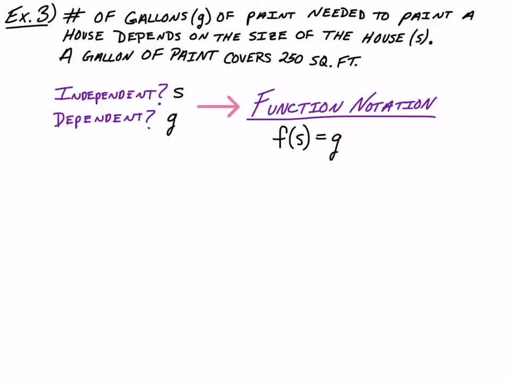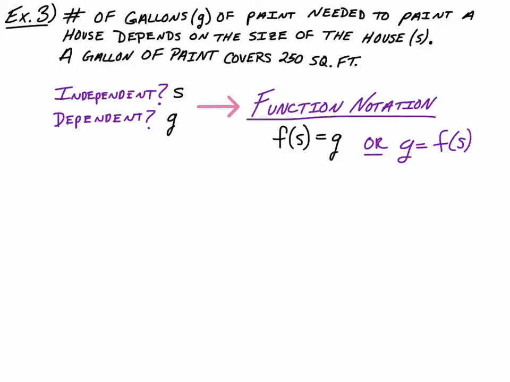Or if you want to look at it the way we wrote it before, you could say g is a function of s. So the output, g, the dependent variable, is a function of s, the independent variable. Notice just the equal sign in the middle. You can write it either way.